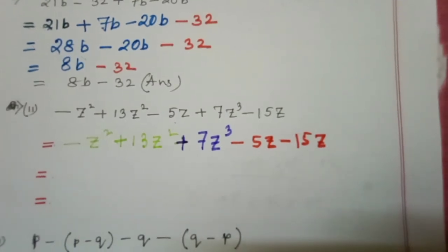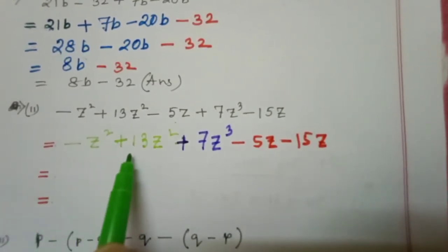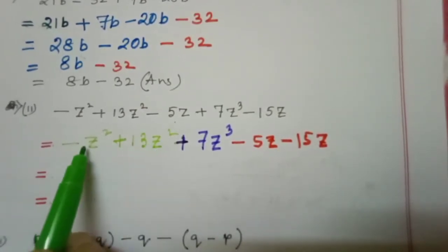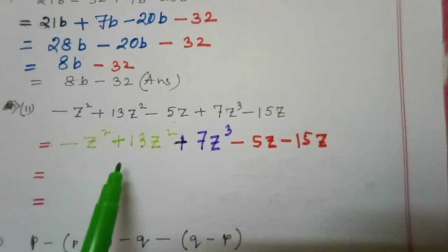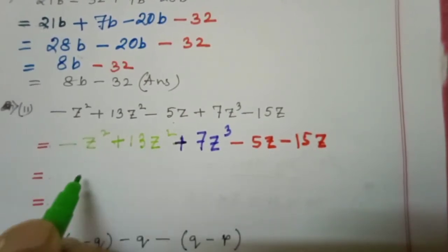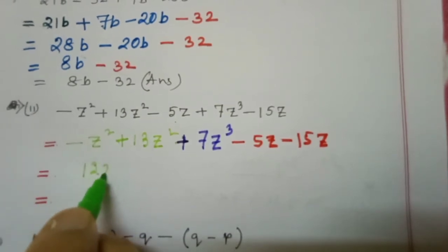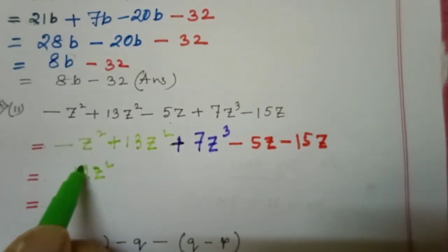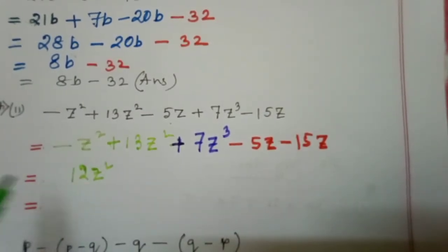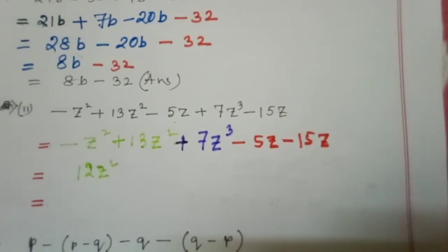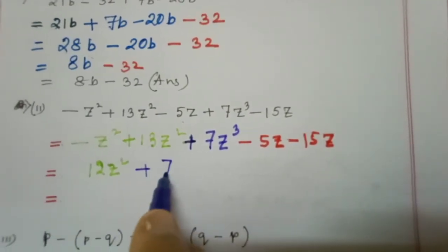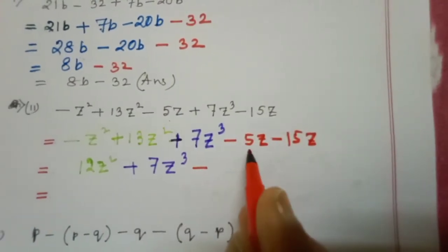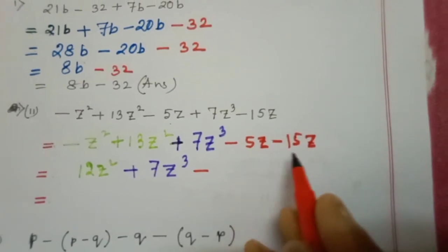Understood? Now as these two are like terms, what you can do: plus 13z square minus z square. That means different signs, you have to subtract, and when you subtract it will come 12z square. Which one is the larger number's sign? Plus. So before 12 you have to give a plus sign. Now this one is plus 7z cube. Next are minus 5z and minus 15z.